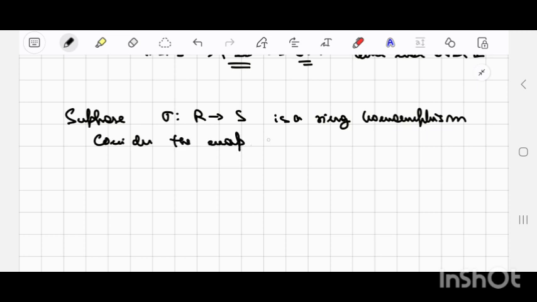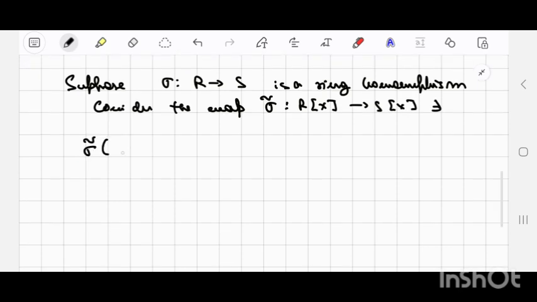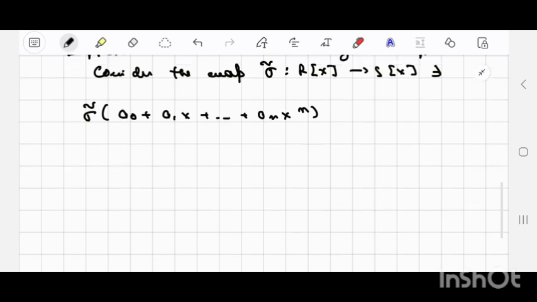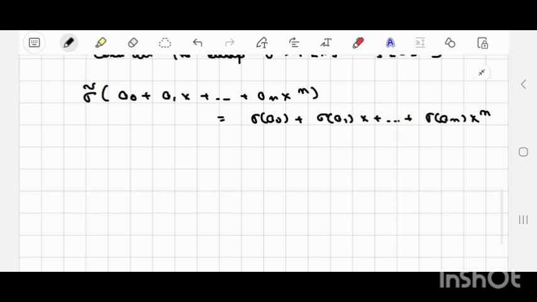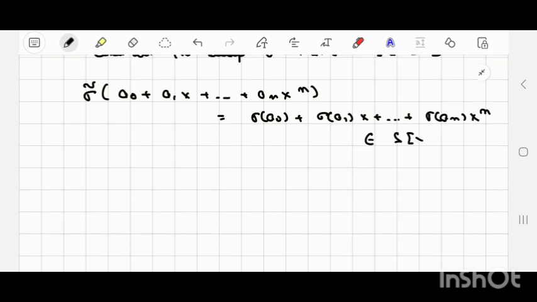Consider the map sigma tilde from R[x] to S[x] such that, what does it do? It takes a polynomial, let's say a0 plus a1 x and so on till an x to the power n, which is the polynomial coming from R[x], and maps it to sigma of a0 plus sigma of a1 times x and so on till sigma of an times x to the power n. And clearly this is in S[x], as each sigma of ai is in S, since each ai is in R. Is it clear?